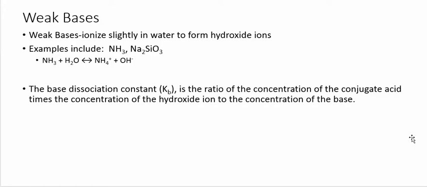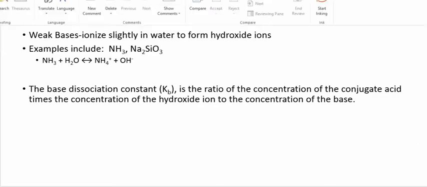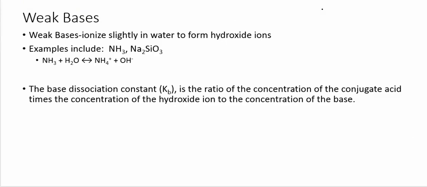Weak bases, just like weak acids, ionize only slightly in water to form hydroxide ions. A couple examples, NH3 and Na2SiO3. So again, we're following the Bronsted-Lowry. When you put a weak base in water, bases pick up a hydrogen, so NH3 becomes NH4, but you also produce hydroxide. Just like we had an acid dissociation constant, we have a base dissociation constant, Kb.